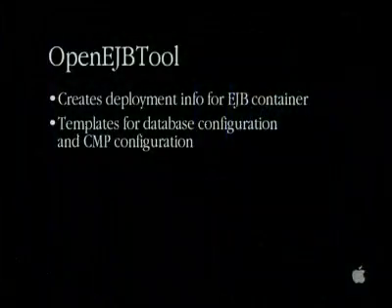The OpenEJB tool is a tool that we wrote that runs at build time, or excuse me, at assembly time, that creates a deployment descriptor for the EJBs, for the EJB container. Or, sorry, creates the configuration files that the container needs. The deployment descriptors are actually already created in the frameworks. There's a slide in a little bit that actually shows all these wonderful XML files that get generated for you.